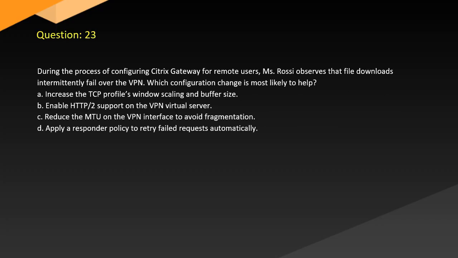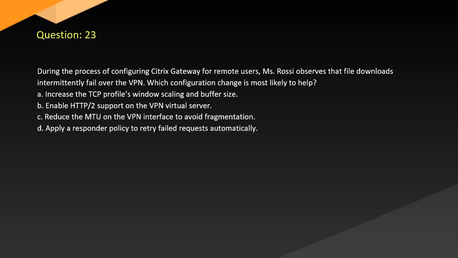Question 23. During the process of configuring Citrix Gateway for remote users, Rossi observes that file downloads intermittently fail over the VPN. Which configuration change is most likely to help? A. Increase the TCP profile's window scaling and buffer size. B. Enable cache support on the VPN virtual server. C. Reduce the MTU on the VPN interface to avoid fragmentation.